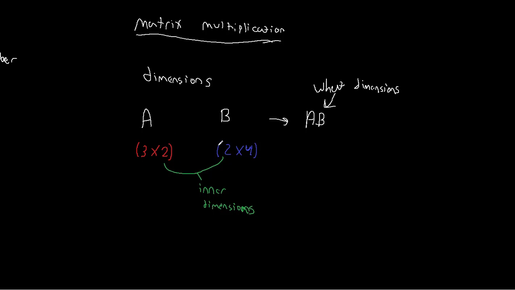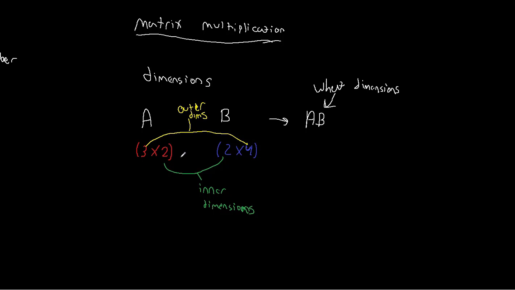You can think of this almost like FOIL, first, outer, inner, last. This is kind of set up like a FOIL, where these two here are the inner dimensions. Conversely, this 3 and this 4 are the outer dimensions. Right, these are the outer dimensions.